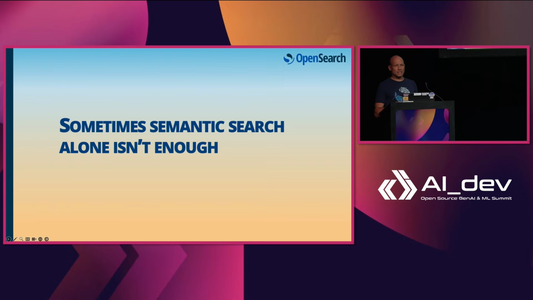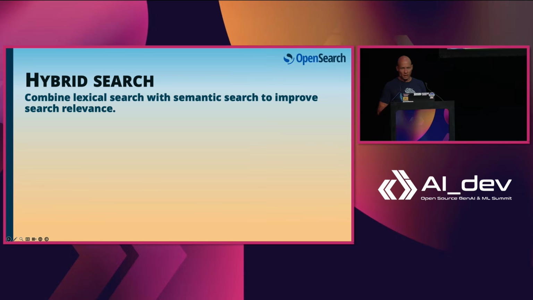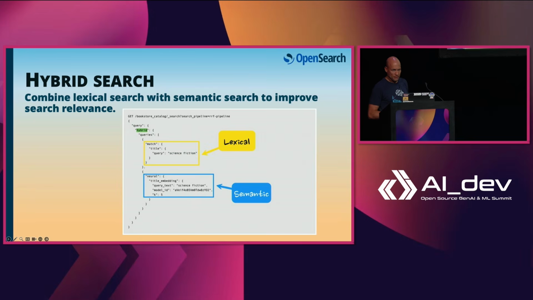Semantic search excels at understanding the intent and natural language, if you will, but may miss important keywords, especially with fact-based searches. And that is where hybrid search comes into the picture. Hybrid search combines lexical search with semantic search, so essentially keyword-based and vector-based, to improve the search relevance. And this approach ensures that the results include both exact keyword matches and conceptually similar content.